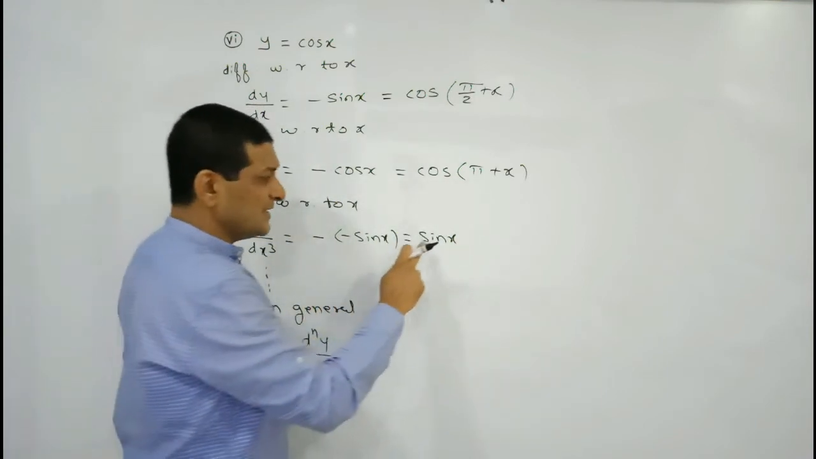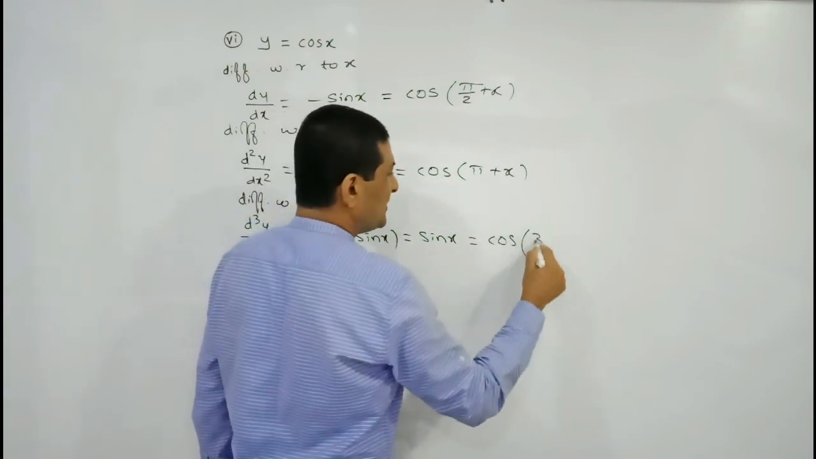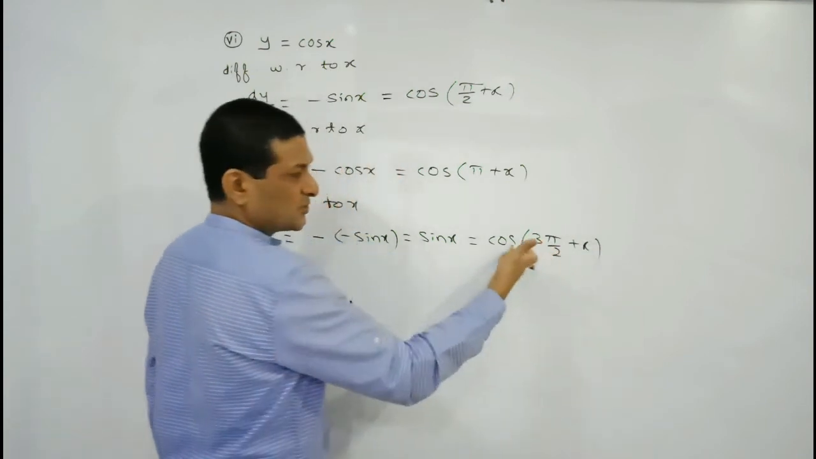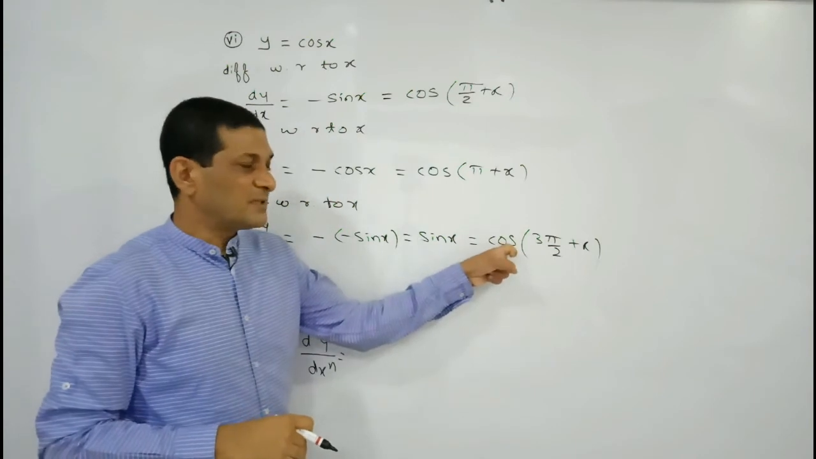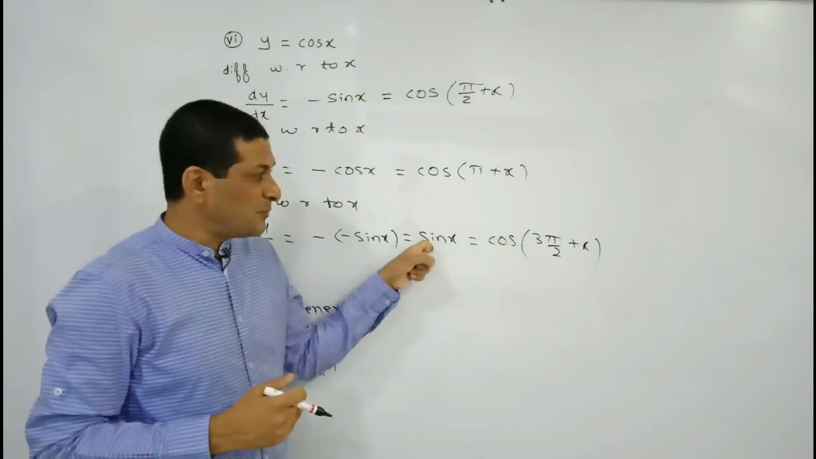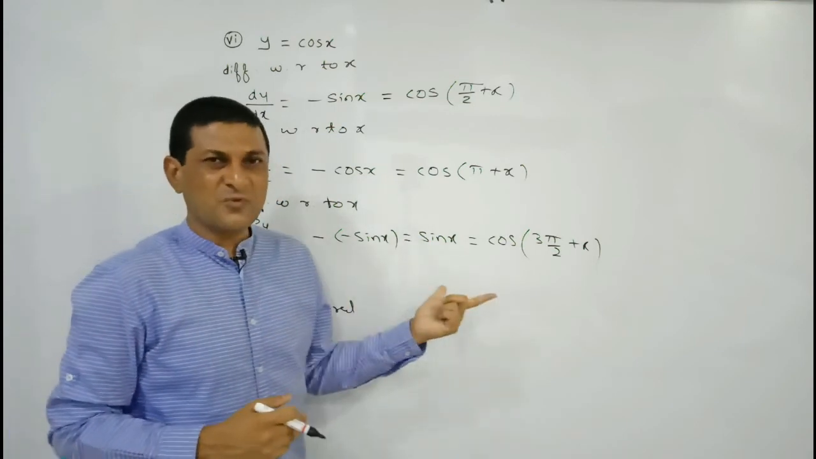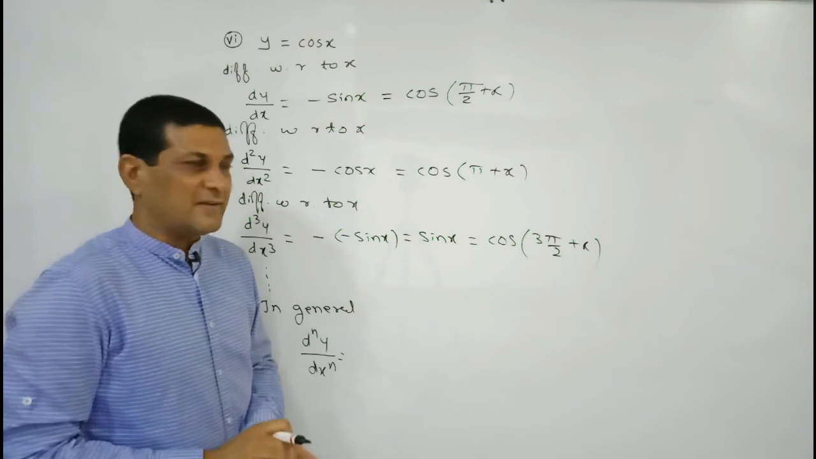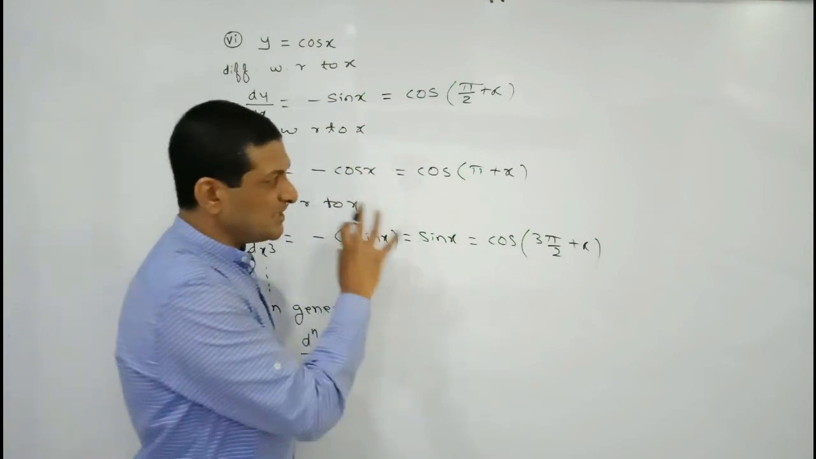Now this sin x, can I write it as cos 3 pi by 2 plus x? Yes, 3 pi by 2 plus x means the fourth quadrant. The value of cos will be positive, and with 3 pi by 2, cos will get converted into sin. This formula you have already studied in class 11th, isn't it? So now we are trying to represent them in the same form.